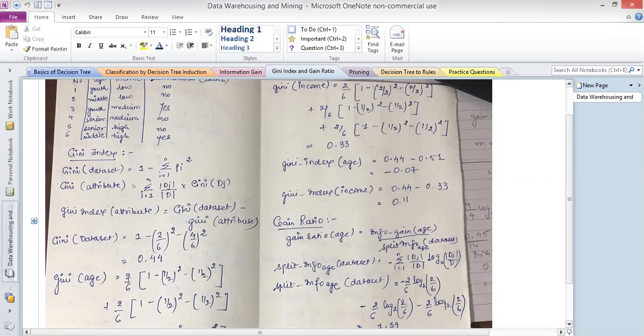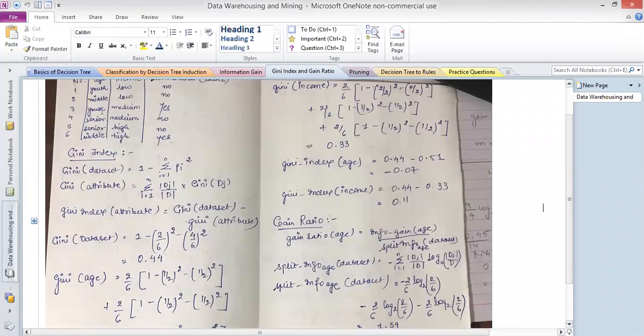You understand, for youth, we are seeing how many yes and no. Here in the entire data set, we saw how many total yes and no. Here for each attribute, we are checking how many yes and no. Plus for middle, how many tuples? 1 and 2. So again, we write 2 by 6.